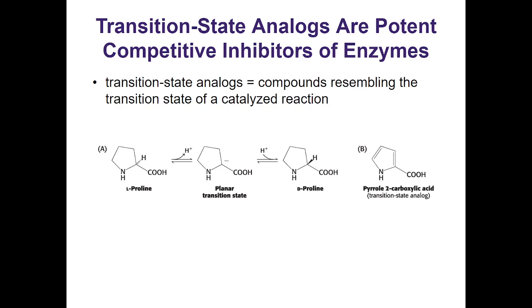And now, being forced to be planar, when it gets in there and binds, the enzyme is going to bind it as if it's the transition state, but it can never go to product or reactant, can it? Because it has those double bonds. Okay?